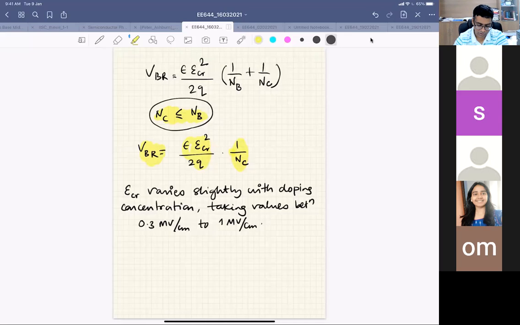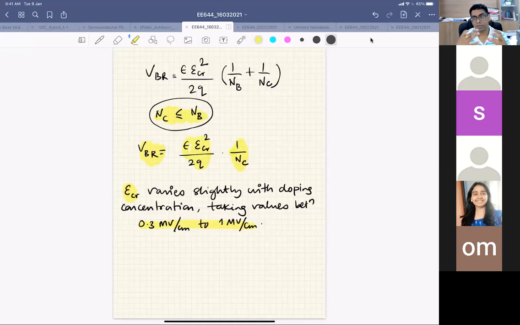So as I told you, the critical electric field for silicon varies slightly with the doping concentration. So critical electric field changes a little bit with the doping concentration. For silicon, the critical electric field is in the order of 0.3 megavolt per centimeter to 1 megavolt per centimeter, right? So if your field in the junction goes beyond this number, then your junction will break, right? So this is for silicon, right?